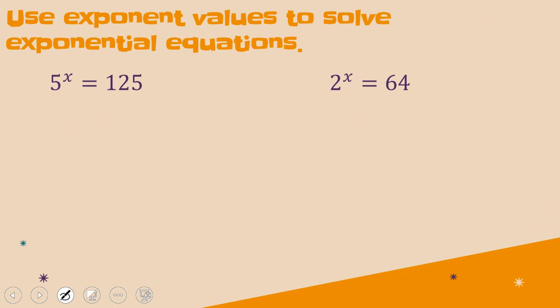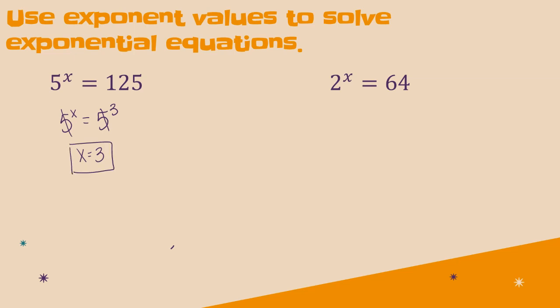So 5 to the x equals 125. This is where I want to go back to that chart and look at my 5's column and see where 125 is. When I look for that, I see that it is 5 to the third. And so I can replace 125 with 5 to the third, allowing me to cancel my bases and solve. X equals 3 is my answer.